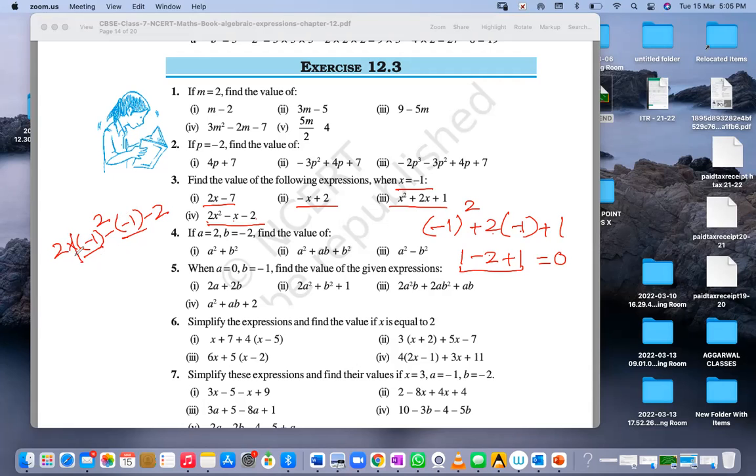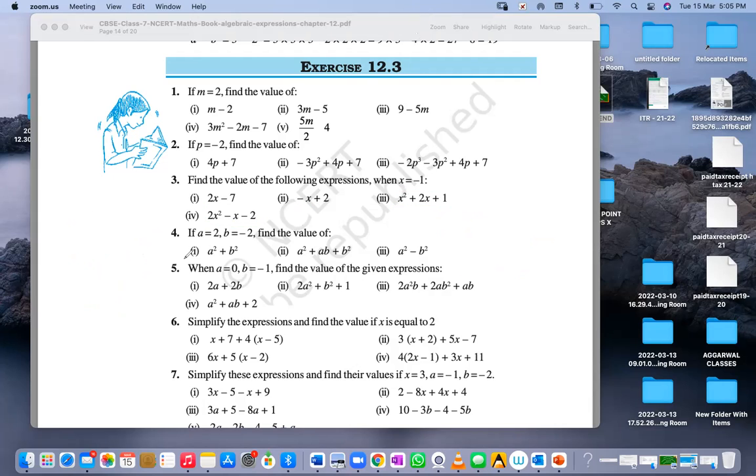So you calculate this -1 squared. This gives +1. So 2 into +1. This negative into negative becomes +1. The answer is 3 minus 2. So this is 2 and 1, 3. 3 minus 2 is 1. 1 is the answer. And now let's go where there are two variables, a is 2, b is -2, and evaluate this.